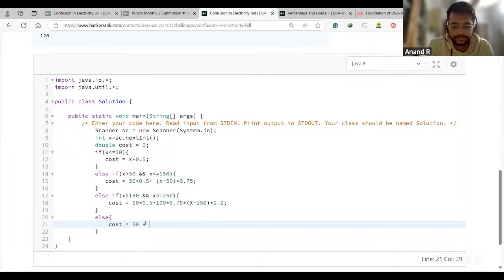So 50 into 0.5 plus 100 into 0.75 plus 100 into 1.2 plus x minus 250 into 1.5, right?